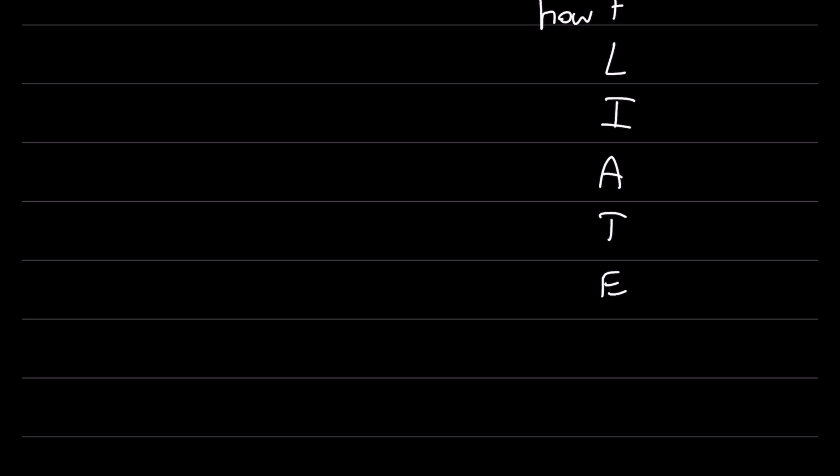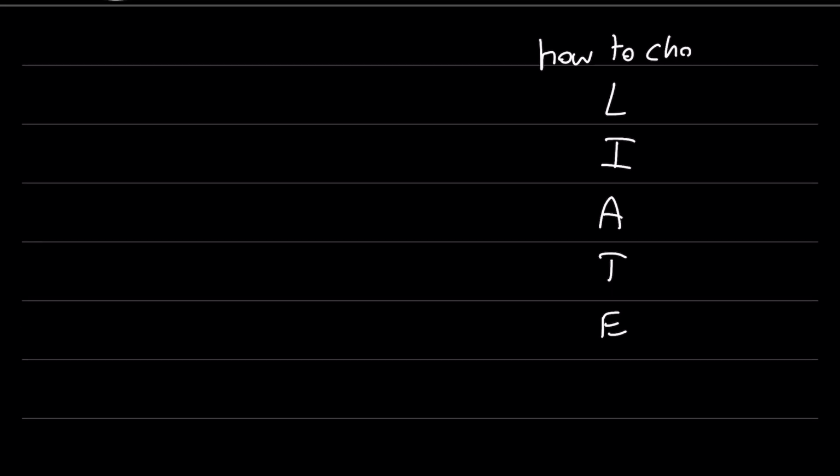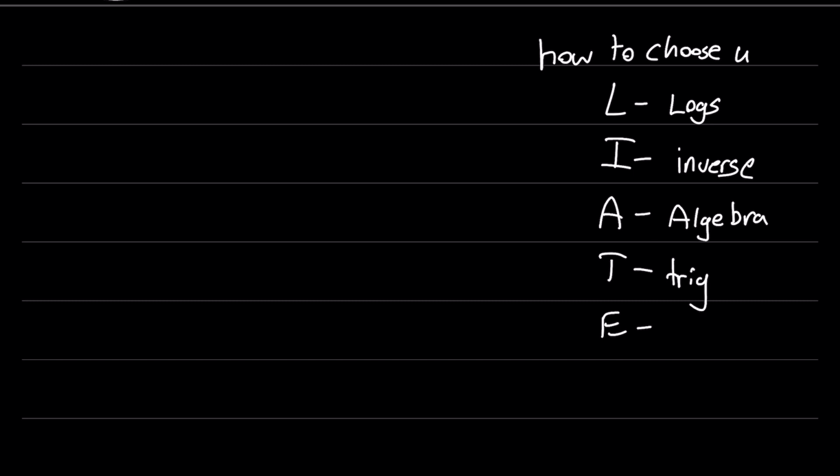So I saw this thing online where there's LIATE. This is how you're going to choose u. L stands for logs, I stands for inverse, A stands for algebra, T stands for trig, and E stands for exponents, like e. So we're probably never ever going to use exponents as your u value.